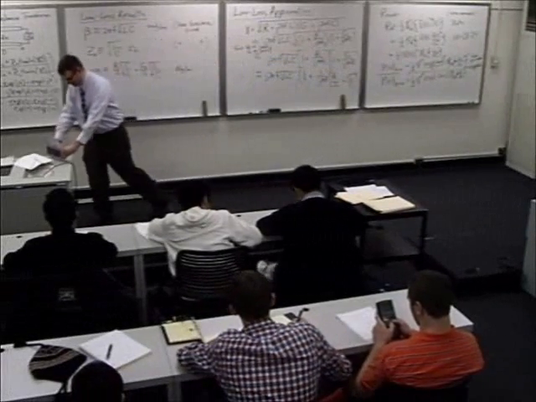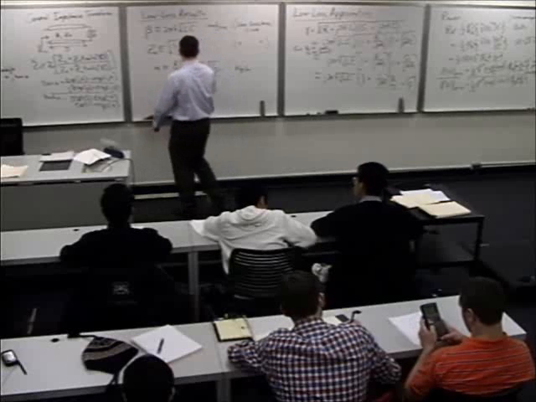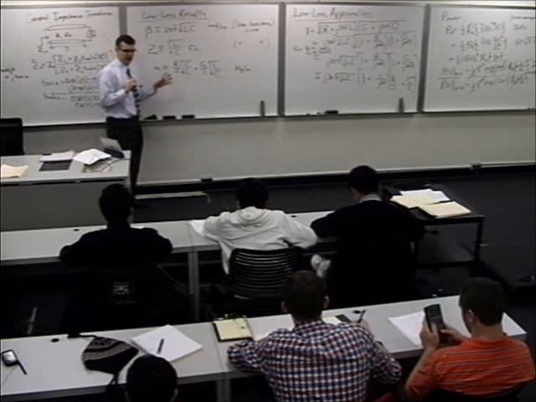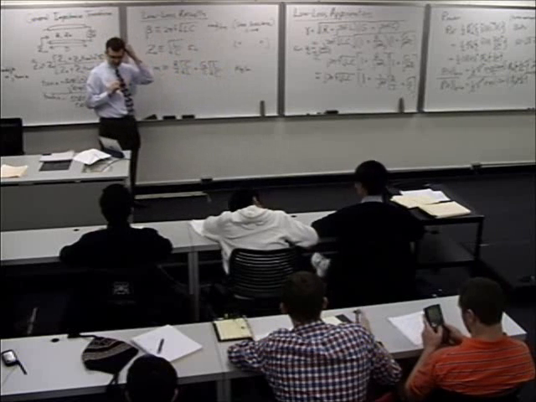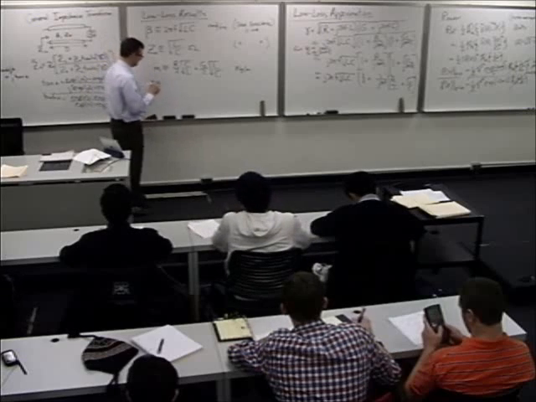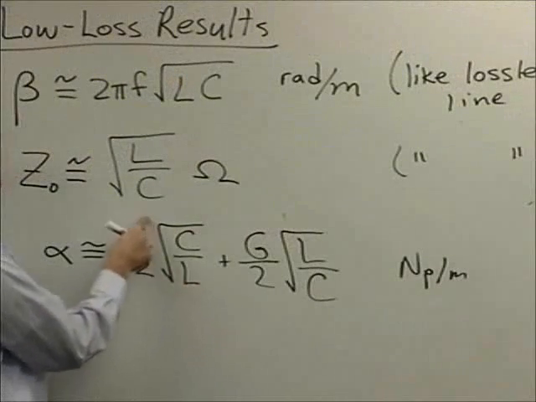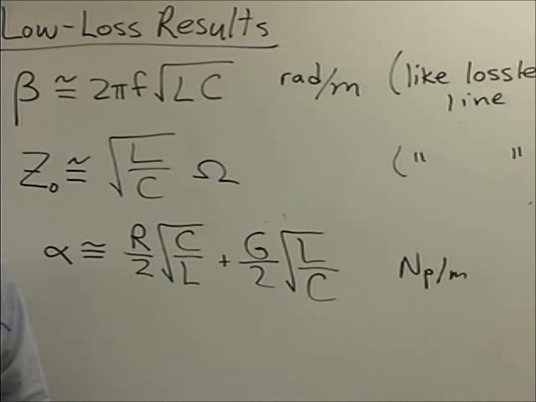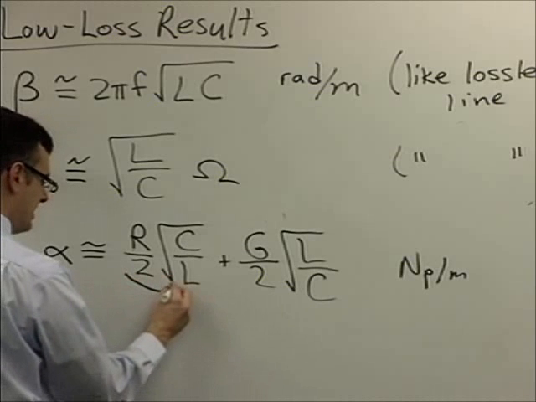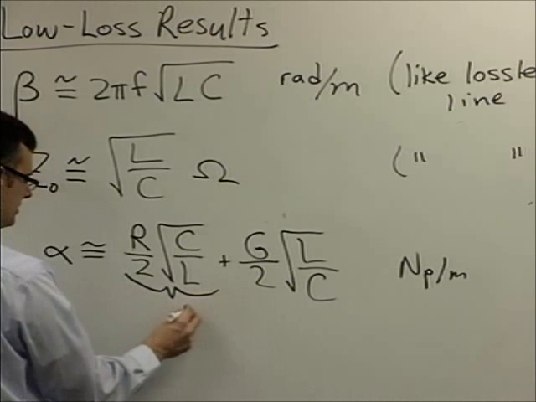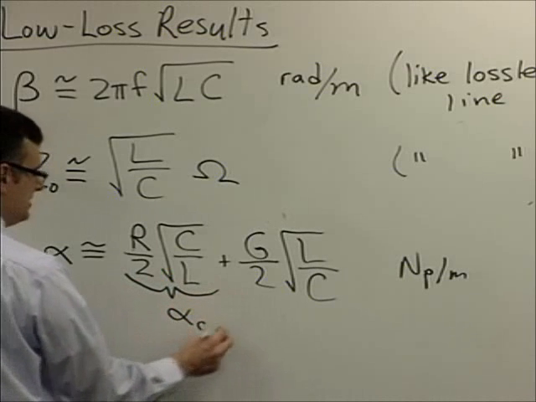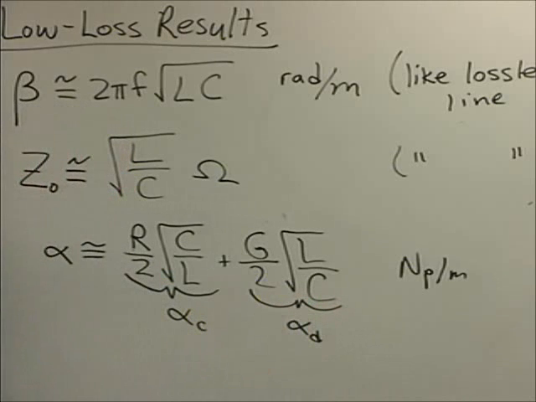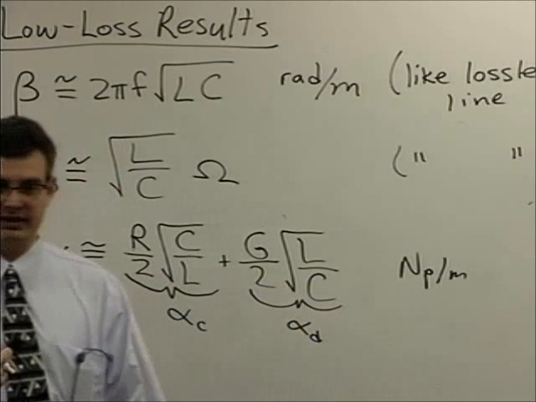Okay, let's cover a couple things that are more practical now. I want to talk about this result a little bit more. One of the nice things about the low loss formula is that it conveniently breaks down loss into two components. Notice I have something here that involves series resistance and something here that involves shunt conductance. As a result, a lot of times you'll see books and spec sheets break this into alpha sub C and alpha sub D, because they neatly correspond to two different physical mechanisms.